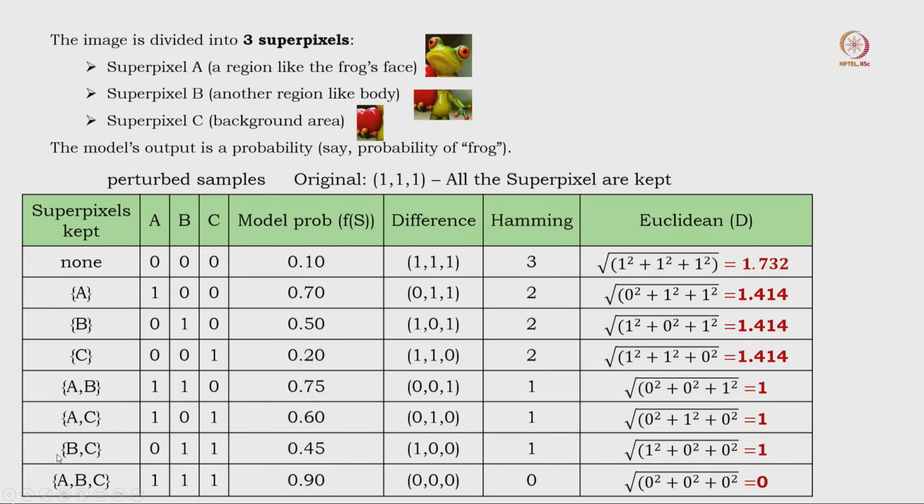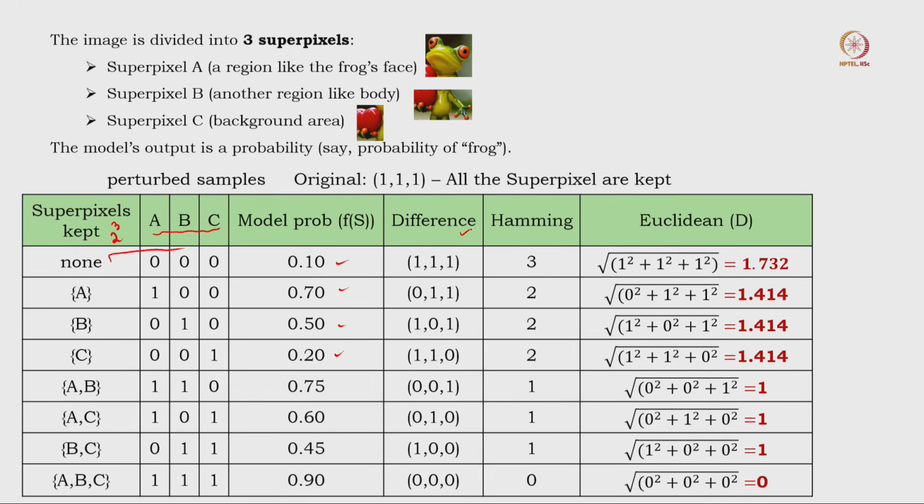So, from this particular table, what are we understanding? The leftmost column is the number of possible subsets, 2 to the power of 3, and then which features are kept and which features are masked: kept is 1, masked is 0, accordingly. Then pass each image to a CNN model and get the predictions. Then calculate the difference.